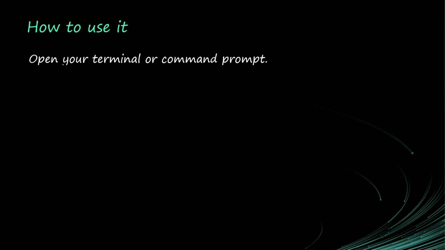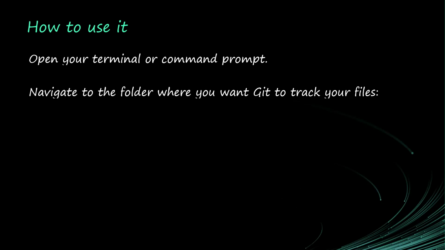So how to use it? Open your terminal or your command prompt, just like for me now, I did it on Visual Studio Code. Navigate to the folder. You must be in the folder that you want Git to track your files in. When you're calling this Git command, it must be inside the folder. You have to open that command prompt inside of the folder. So how would you know?